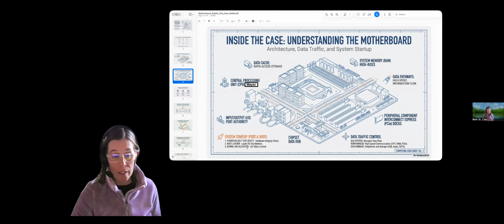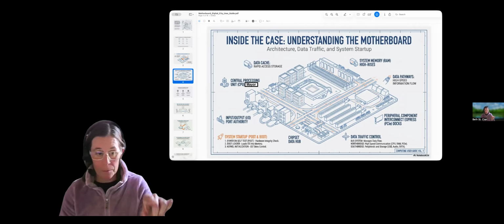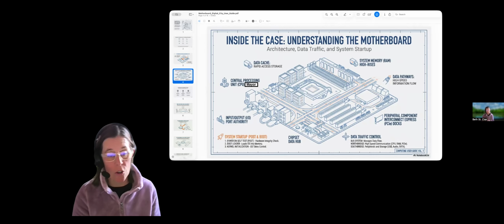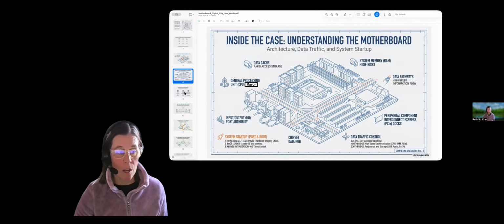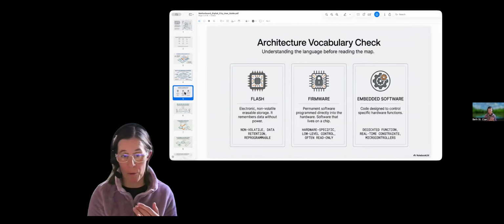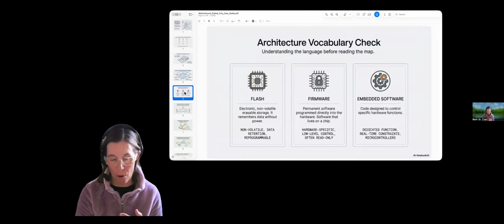And then the kernel initialization is where the OS, the operating system, takes control. So power button, power on self-test, to bootloader, to kernel initialization. We'll talk more about that in other videos. So a couple words you're going to hear throughout the material are flash, firmware, embedded software.